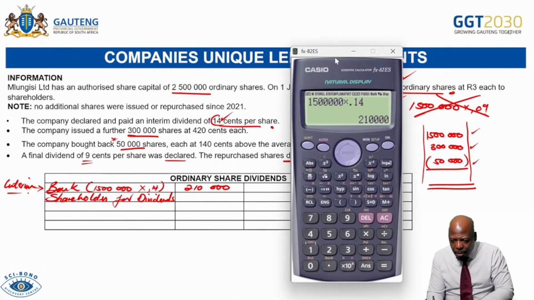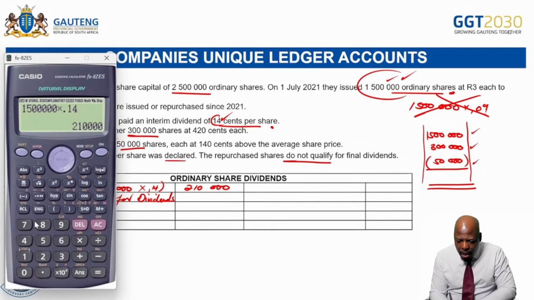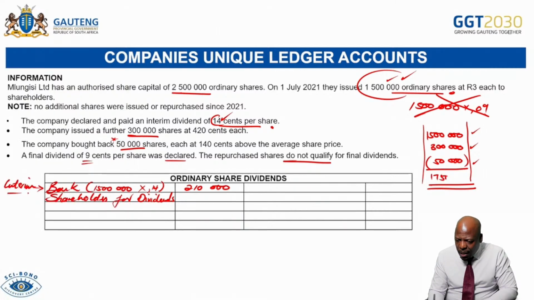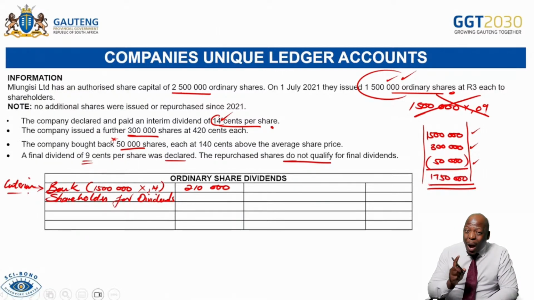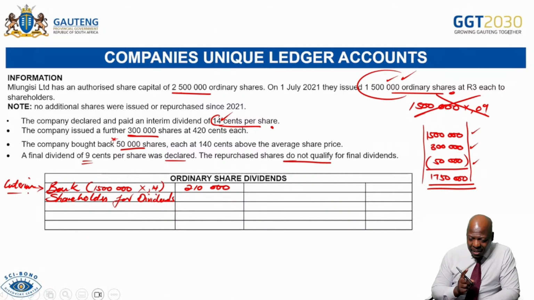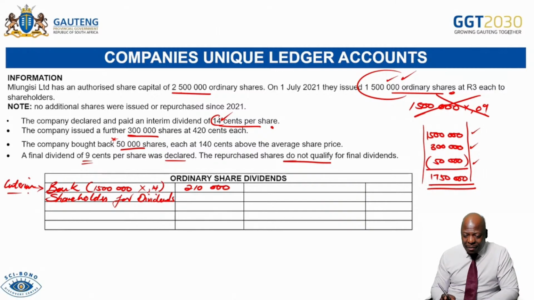Let's see if we can have our adding machine. So we say our 1.5 million at the beginning, then we add our 300,000, then we say minus 50,000. That's going to give us 1,750,000. So we end up with 1,750,000. These are the number of shares that we can declare final dividends on.